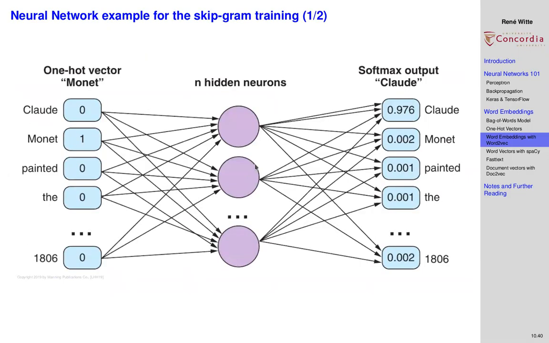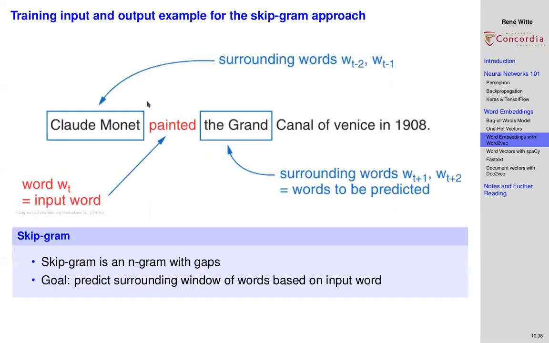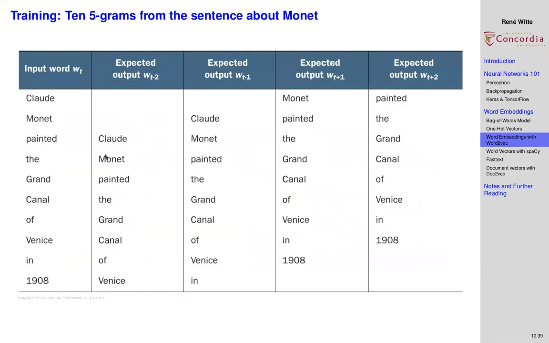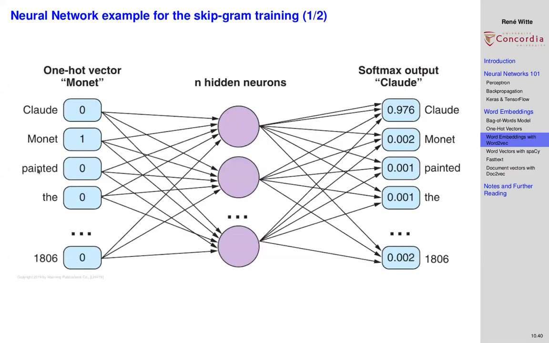Now we can feed them into a neural network. And how does this look? So we are encoding the input as a one-hot vector. The input is a single word. Again, this is the word that we put in as input here, like Claude, Grand, Venice. So we are encoding this as a one-hot vector. Exactly this word here has a 1, and all the other words have a 0.